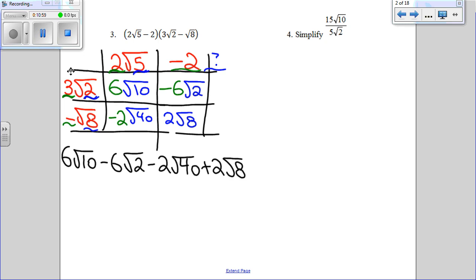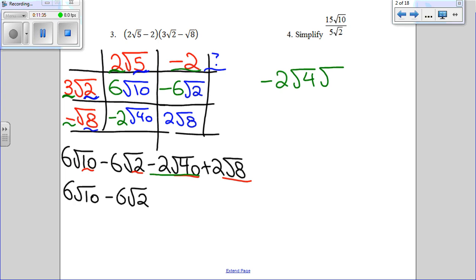If you're looking at your radicands right now, root 10, that's good. That can't be simplified. Root 2, that's good. It can't be simplified. But root 40 and root 8 can both be simplified. They can both be divided by perfect square numbers. That means we need to change those. So this will be 6 root 10 still. This will be 6 root 2 still. This one, negative 2 root 40. The square root of 40 can be divided by 4. Square root of 4 is square root of 10.